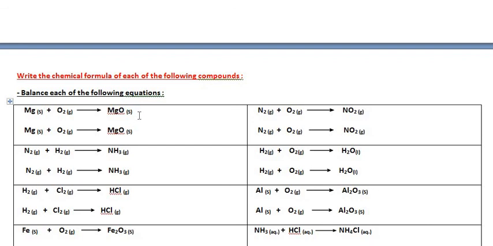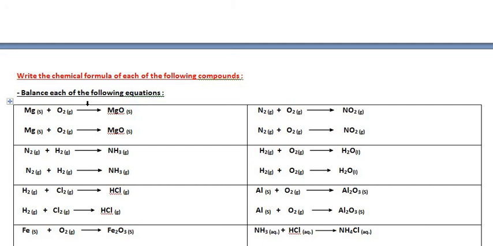Now to the equation. What is meant by equation? Equation, as you see here, this is called equation. All these are equations. Equations are expressions by symbols and formulas of the reactants and products of the chemical reaction, and between the reactants and products there is an arrow. Above the arrow we may write the conditions of the reaction if there are certain conditions.